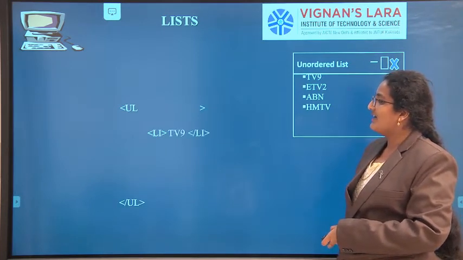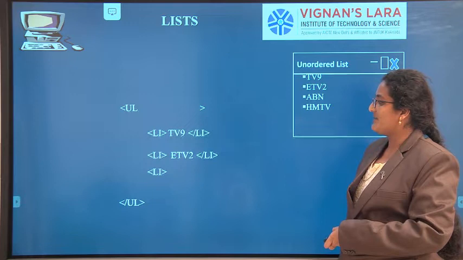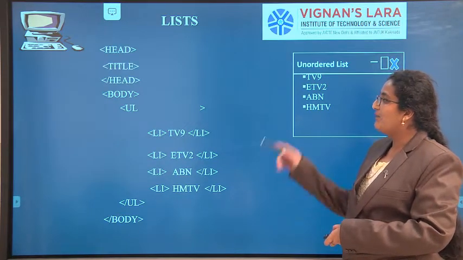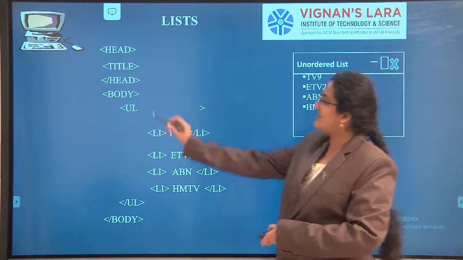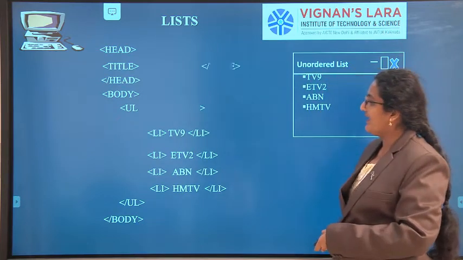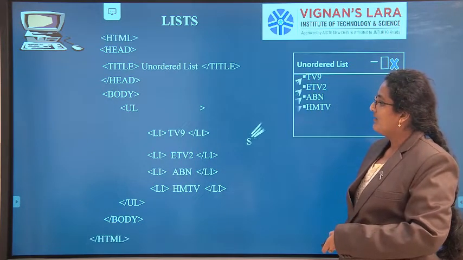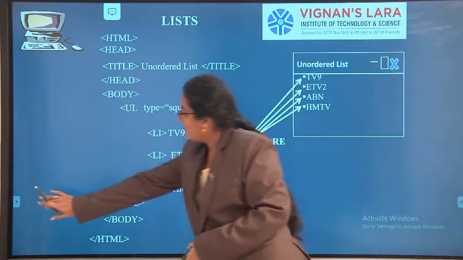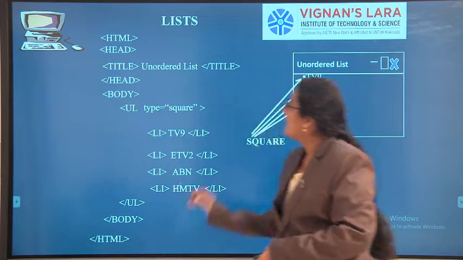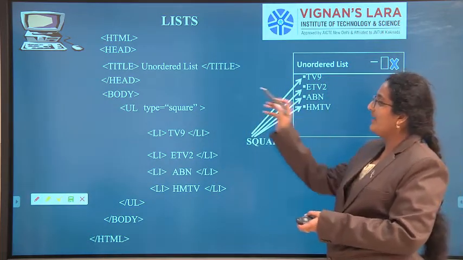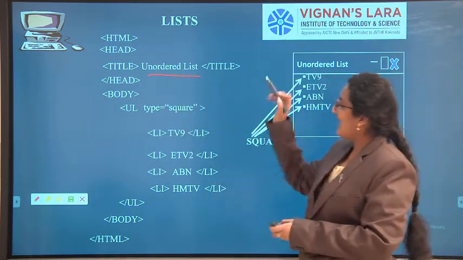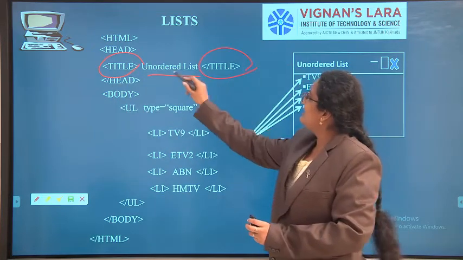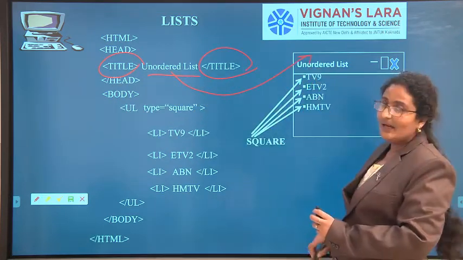So in unordered list only, the third example we are seeing. See, why I am moving like this is so you can see the tags. When the head tag is coming, head tag closing. HTML open, HTML close. Body open, body close. So this is another example for unordered list. As I mentioned, title tag open, title tag close. This title will come and display in the header section.